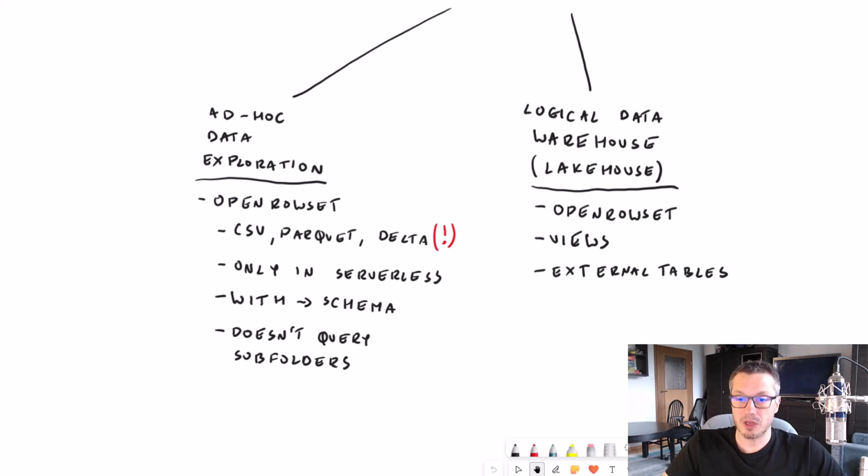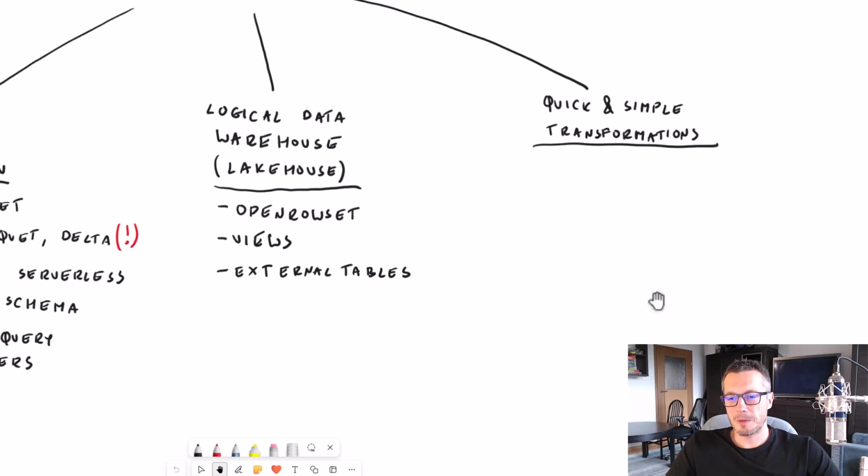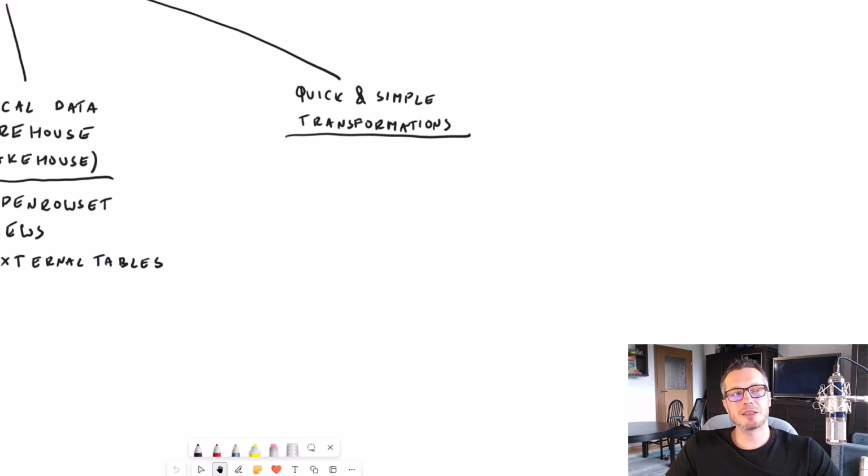And the last use case that I would like to talk about is about, well, quick and simple transformations. All right. So let's say that the data that we have in a data lake, well, we would like to transform it a bit. Maybe they are not in a form that you would like to expose for some querying purposes. So how can we do this?